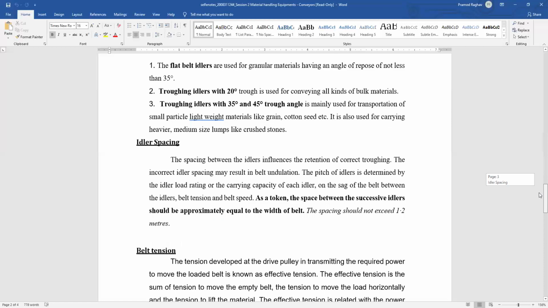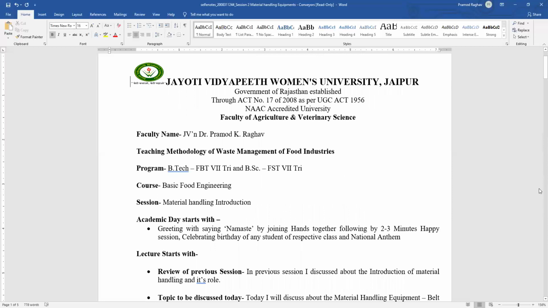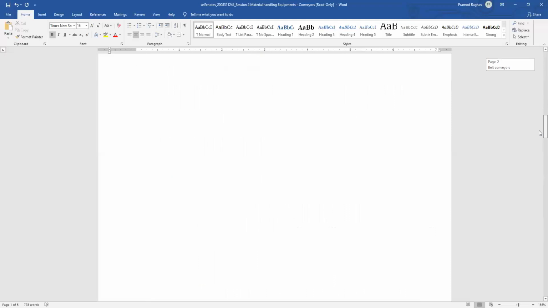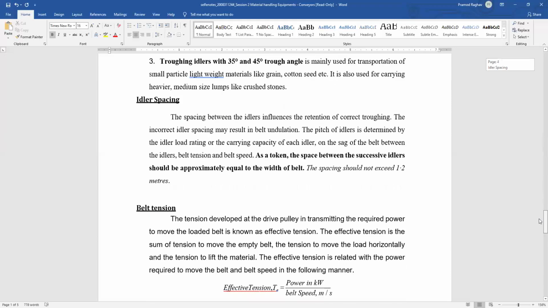And idler spacing again is an important aspect from the cost point of view. As a rule of thumb, the space between the idlers should be equal to the width of the belt, and the spacing should not exceed 1 to 2 meters, because there is a limitation on everything. If you cross the limit, that may hamper your operations, either it is a belt operation, or any other unit operation in your food industry.